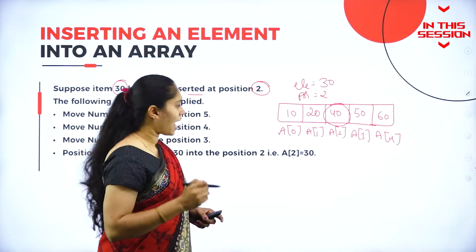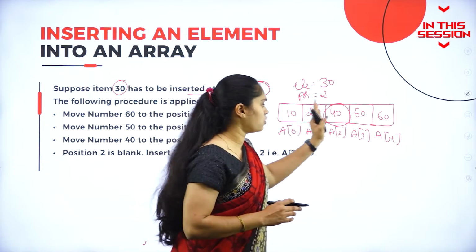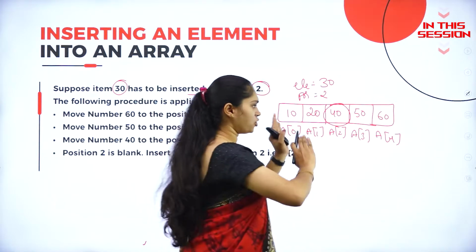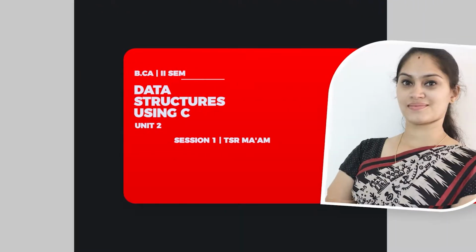I wanted to add an element called 30 in this position. Now where should I leave all these 40, 50, 60? I just need to push them away to the right or higher position.